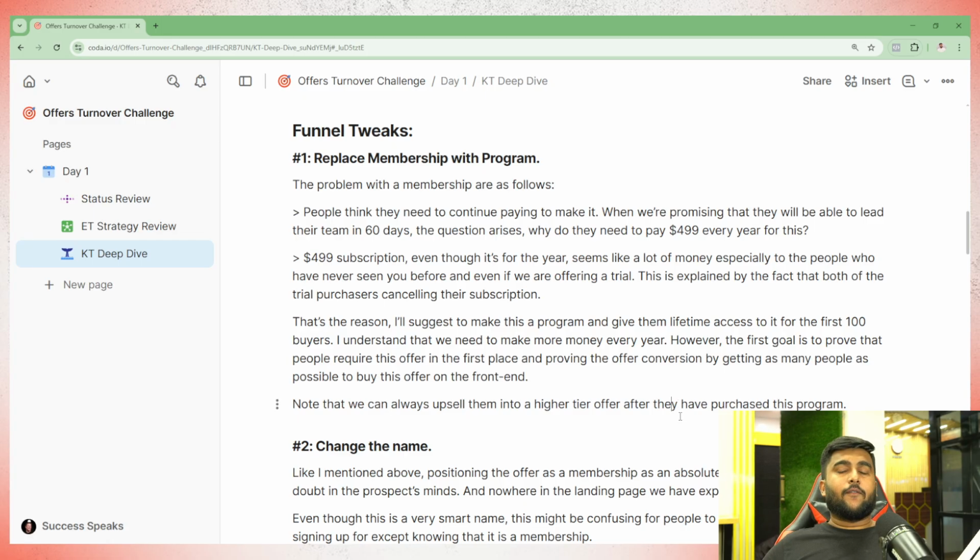Now, like I mentioned before, whenever we are running cold ads, the goal is to break even on the front end, right? So even if this costs $499, and we spend $499 on ads to get one purchase, it's absolutely fine since we are breaking even on the front end. We are not going to make millions over a front end offer. We are always going to make money with greater ROAS on the back end, right? So that's why I suggested to replace membership with program and sell it as a program rather than a membership.